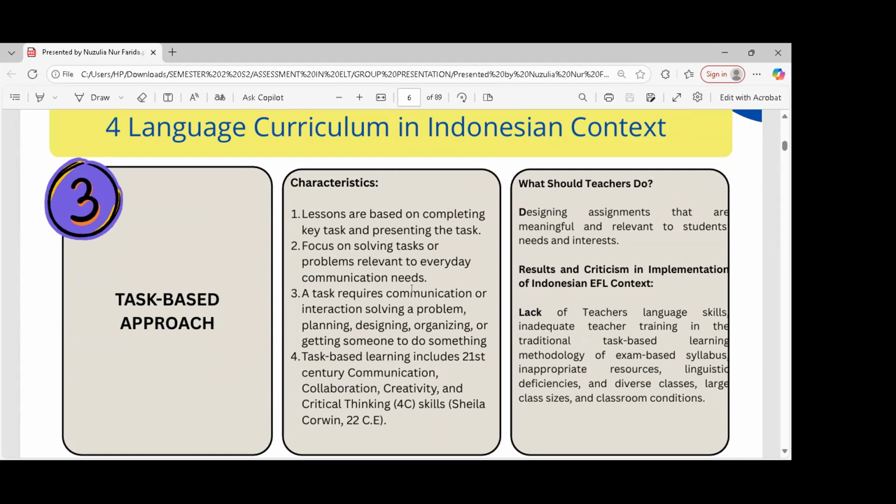Jadi terus yang ketiga ini berdasarkan task-based approach. Nah, for the task-based approach, teachers have to provide students with several key tasks. Jadi tugasnya itu nanti diintegrasikan ke dalam 4 aspek pembelajaran, aspek listening, speaking, reading, and writing. Seperti yang tadi itu kan contohnya.